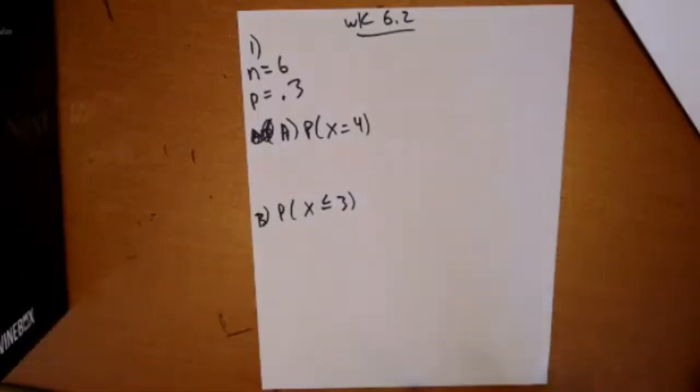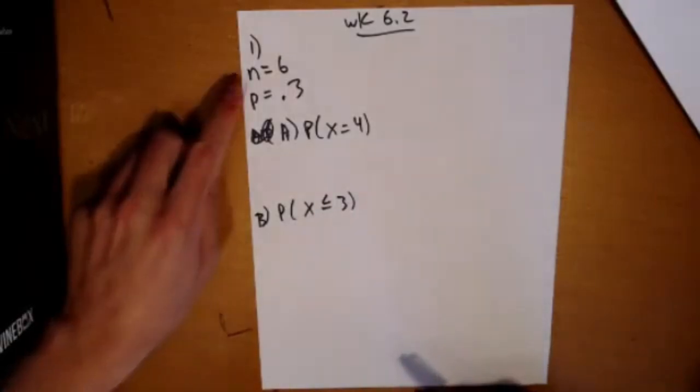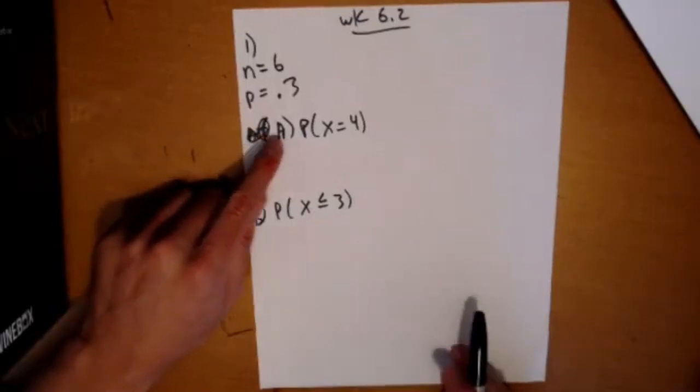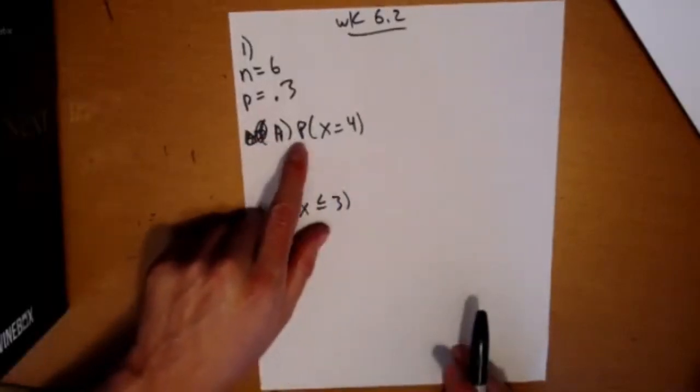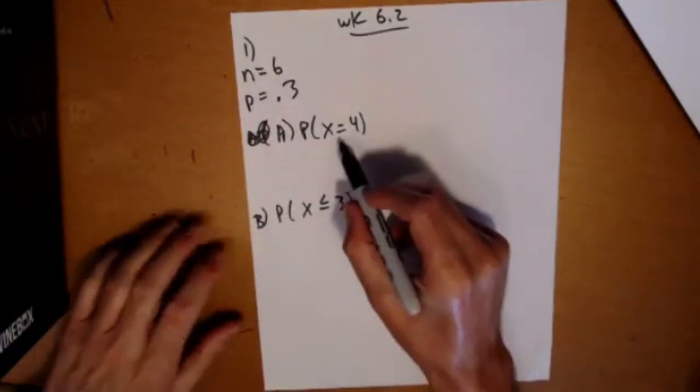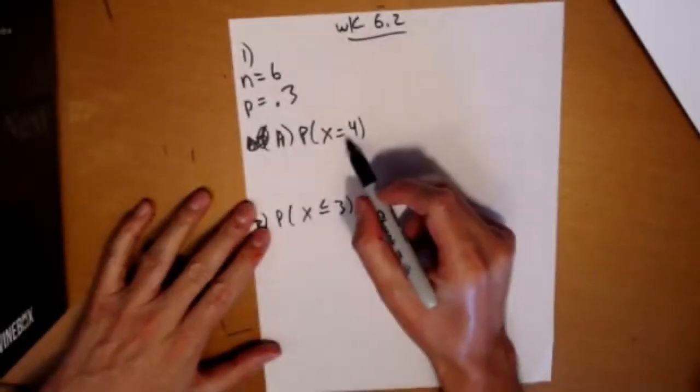We got Bob. He's going to attempt 6 shots, so n equals 6. Probability he makes it is 0.3. First question, exactly 4. So notice how I'm writing things: the probability of X equal to 4. If it's exactly, that's easy. We could use the binom PDF.